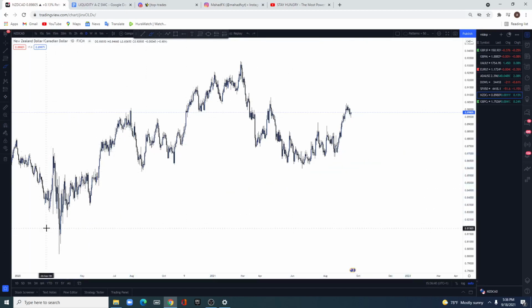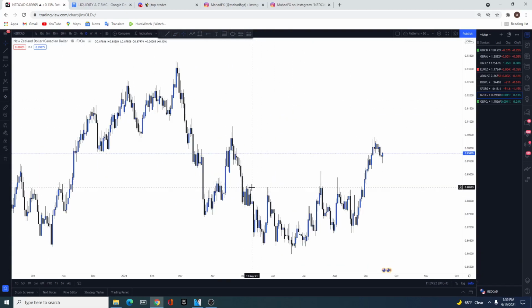As you can see, we are clearly forming higher highs. This being our lowest low, we can see our next lowest higher, another higher low, and then we have a little dip, but the market starts forming higher lows again, right? Therefore, we are clearly in an uptrend in our external structure for NZD CAD.